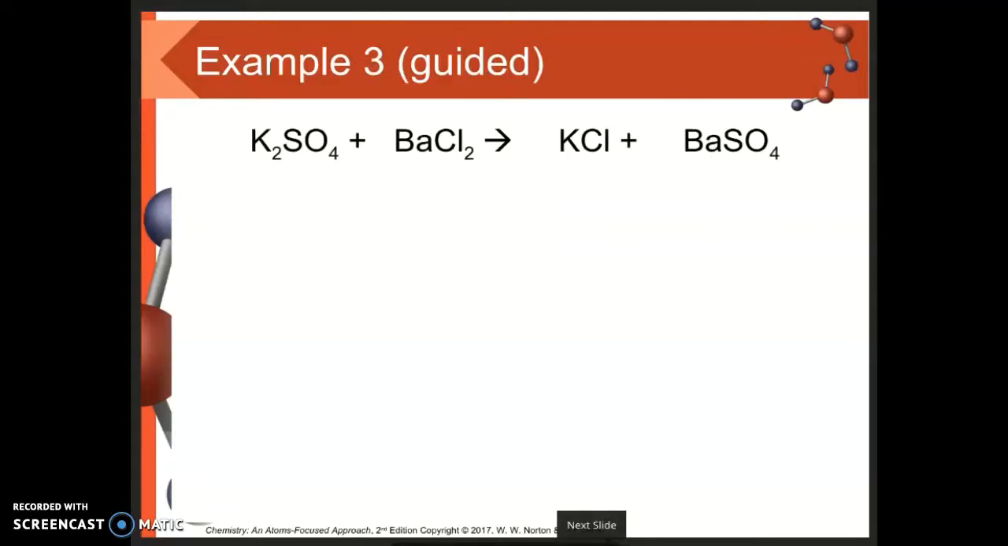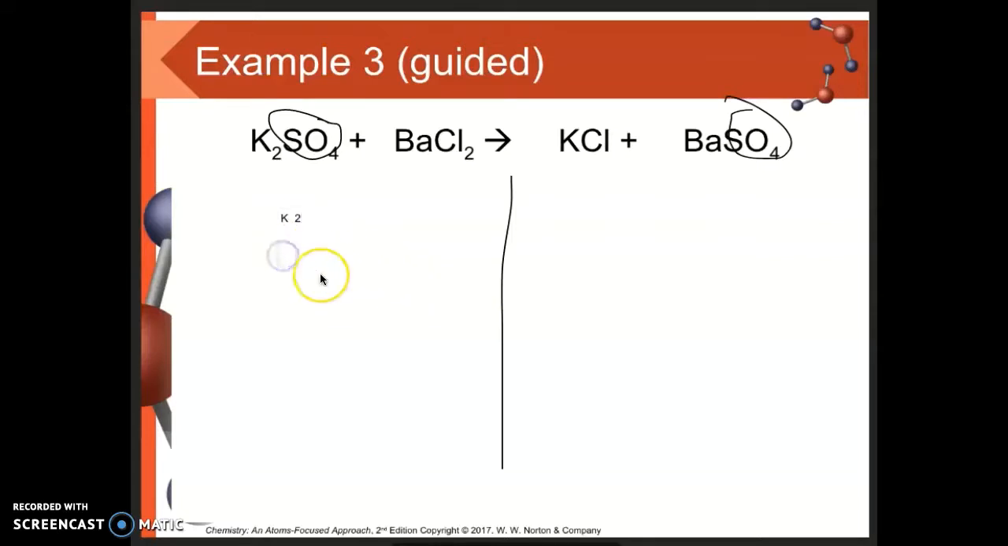Let's look at another example. Here's an example of a double displacement reaction. And what's useful to us about a double displacement reaction is we see that we do have some commonality. Sulfate ion is present both in reactant and in product. So when I'm tracking, instead of tracking individual sulfurs and individual oxygens, I can track sulfates.